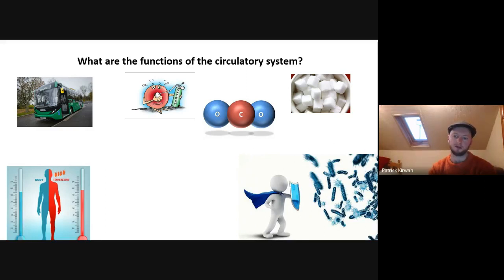What does that symbolize? Yeah, it's fighting infection. So three things we can think of. It's used to transport oxygen, carbon dioxide, and glucose, and other things around our body as well, like hormones and amino acids. Lots of different things. To control our body temperature and to fight infection.